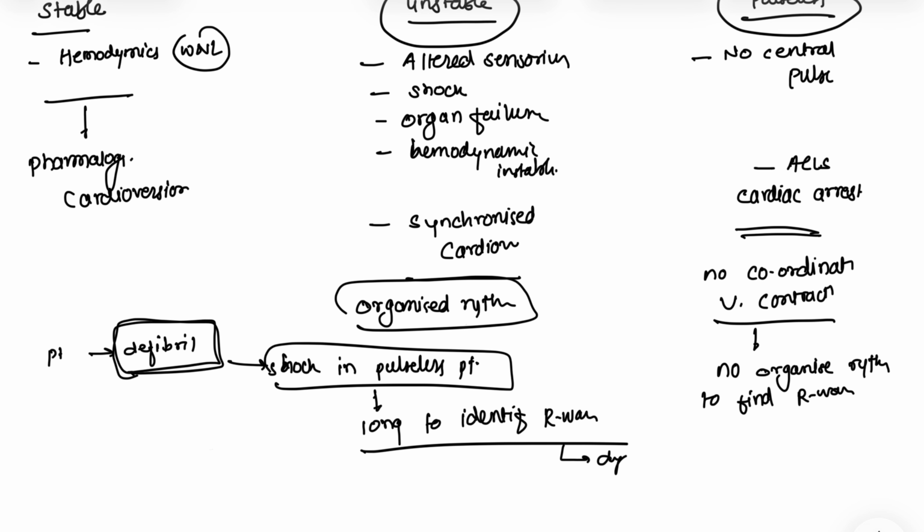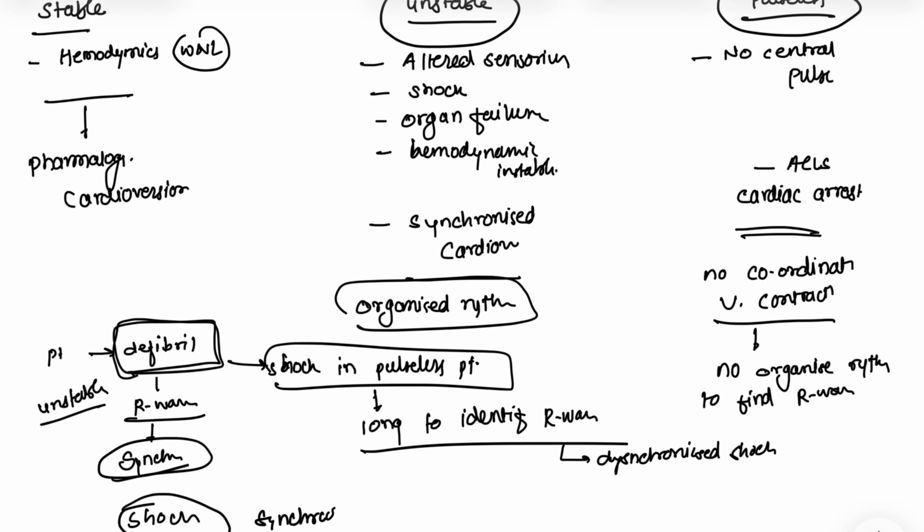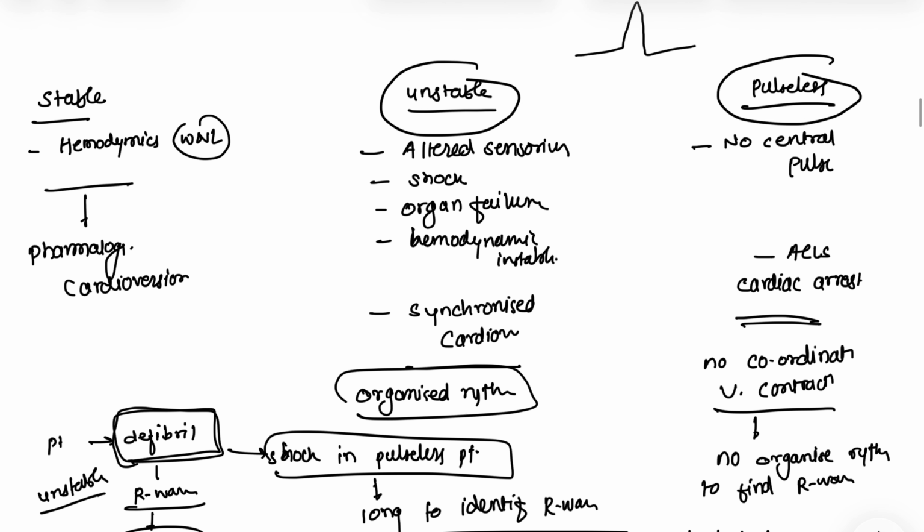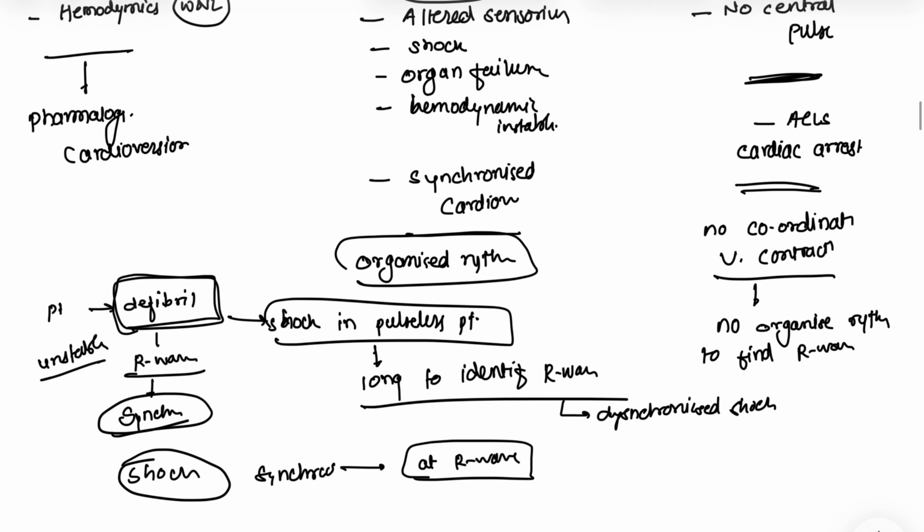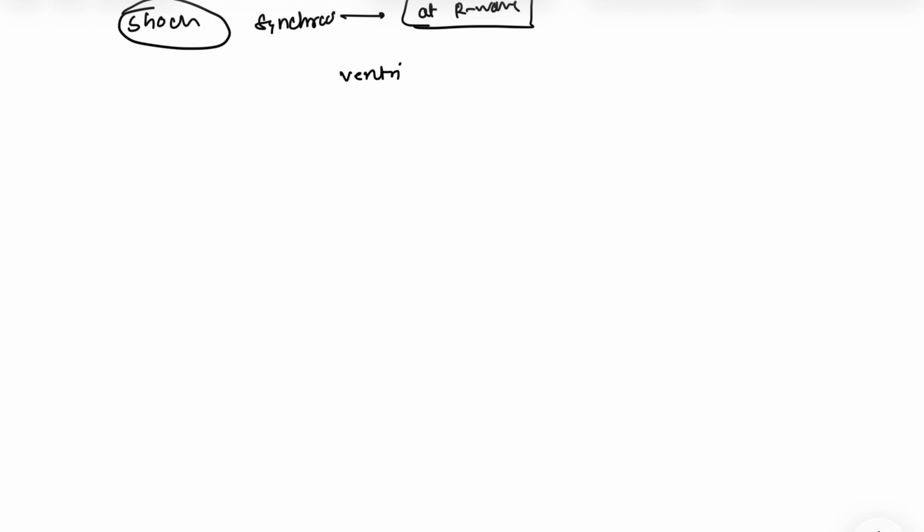So we go for desynchronized shock. I hope you know what we mean by synchronized shock. Suppose the patient is unstable, and in this case the defibrillator will be able to find the R wave. So we will deliver a synchronized shock in this unstable patient. Synchronized shock is always given at the R wave. And since the defibrillator cannot find the R wave in pulseless ventricular tachycardia or ventricular rhythm, we deliver desynchronized shock in pulseless patients.